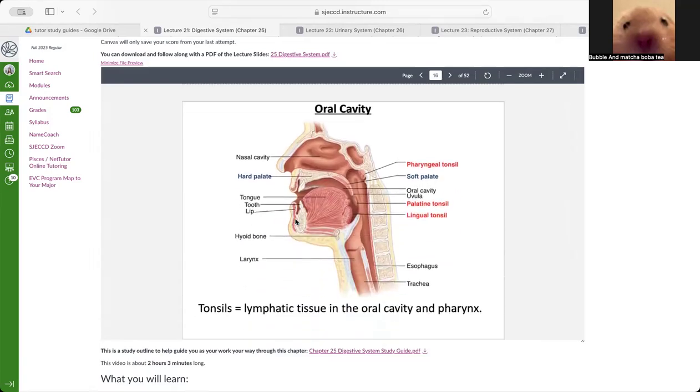So we have tonsils, right? The lymphatic tissue in the oral cavity and pharynx. We have the lingual tonsil, which is underneath the tongue, right here. We have the palatine tonsils, right here, and the pharyngeal tonsils, which are over here. And the opening in the back of the mouth leads to the pharynx.